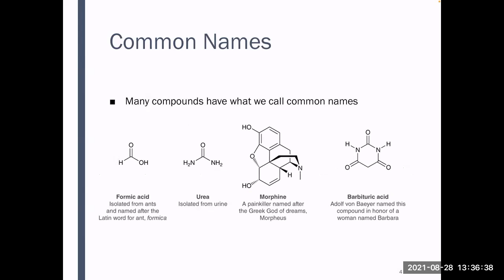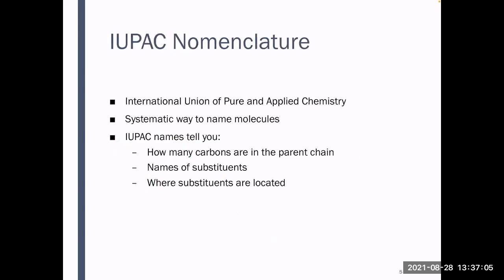Many compounds have what we call common names. So for example, here, this is formic acid. That's the common name. This is urea. We have morphine, so on and so forth. So you'll see that a lot of compounds have these common names, but there's just so many molecules that we can't give common names to every single molecule out there. We would never be able to remember all of them. So that's where these rules that we're about to learn come from.